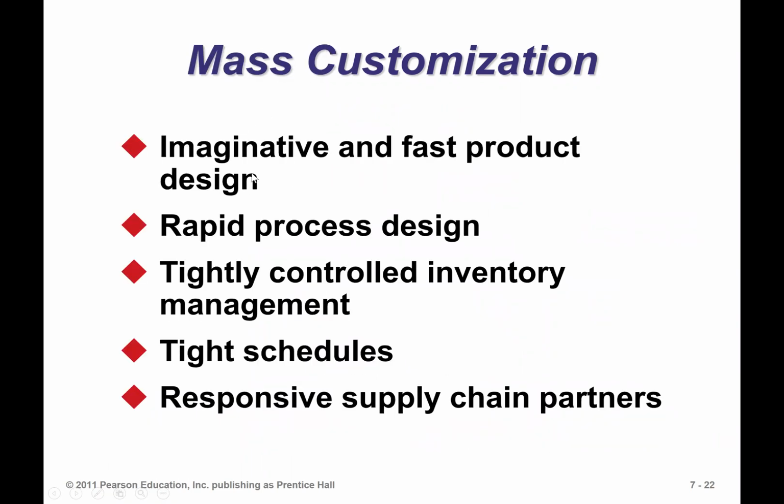So mass customization is imaginative and fast product design. There's rapid process design, tightly controlled inventory management. You need to control the inventory. I need tight scheduling. It's not like you're just running an assembly line where you're making the same thing every day. You need to schedule what you're going to make, so you need to have a tight schedule. And you need to be responsive to your supply chain partners.